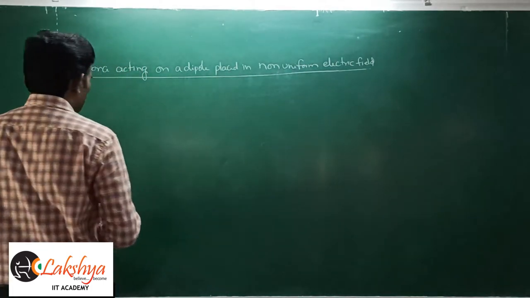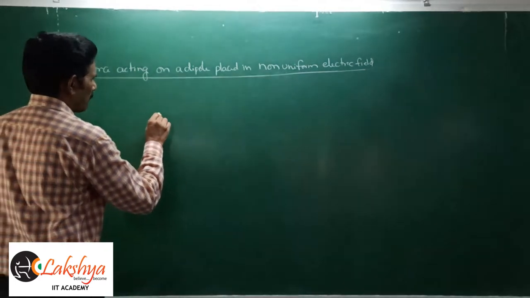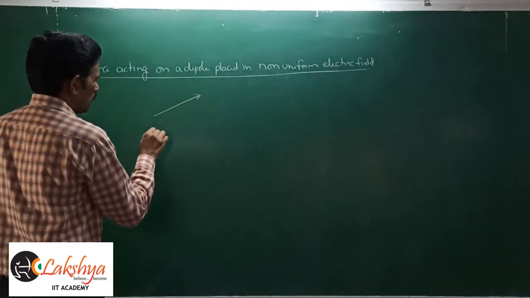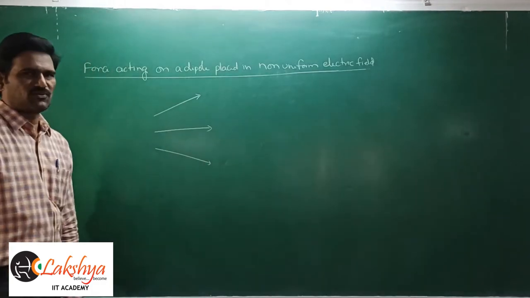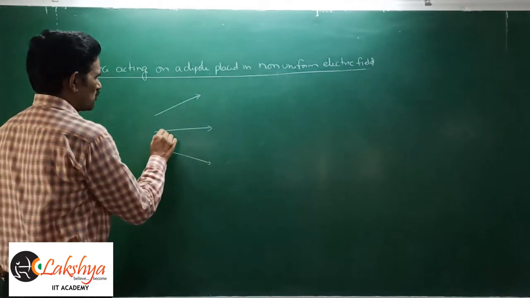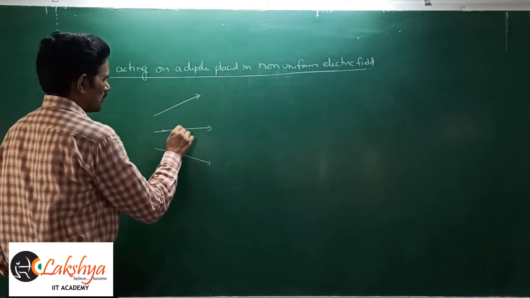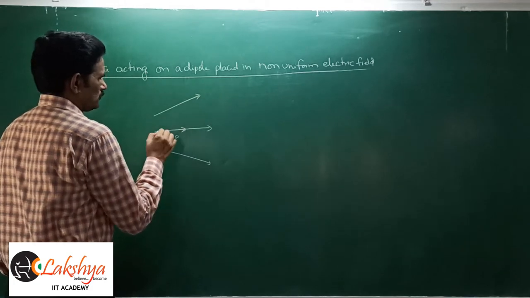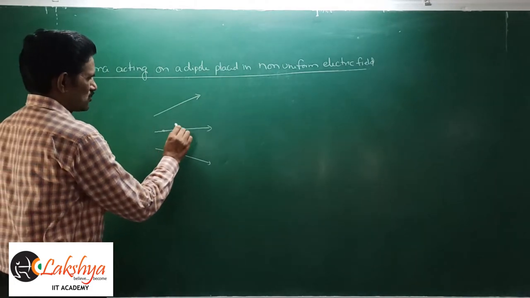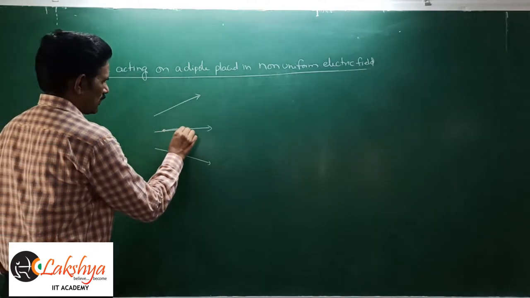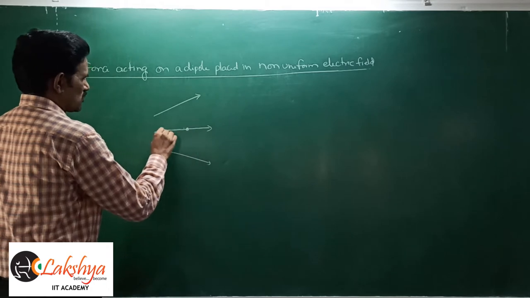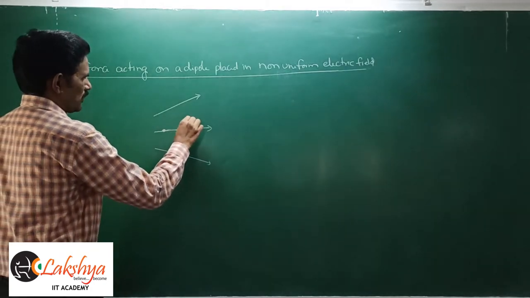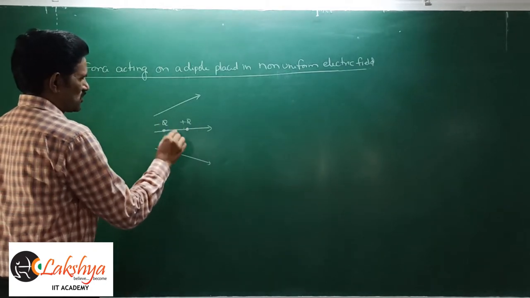For example, I am taking a dipole placed in a non-uniform electric field like this. This is a non-uniform electric field, so the direction is different in different places. Now suppose a dipole is placed along this direction. This is the dipole I am taking here, and let us take the charges separately. This is one charge, plus Q, and this is the minus Q charge.